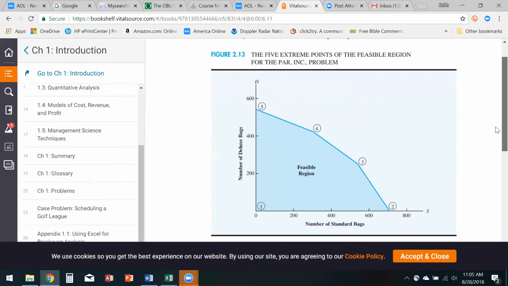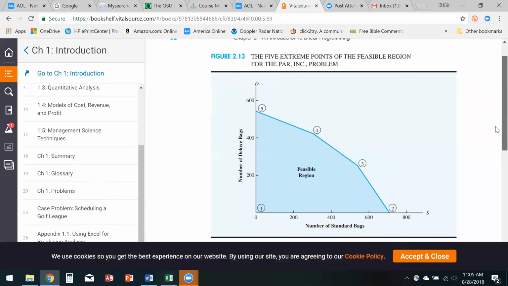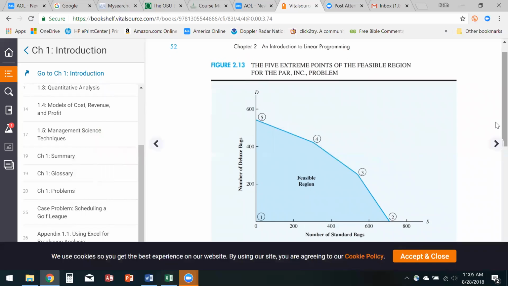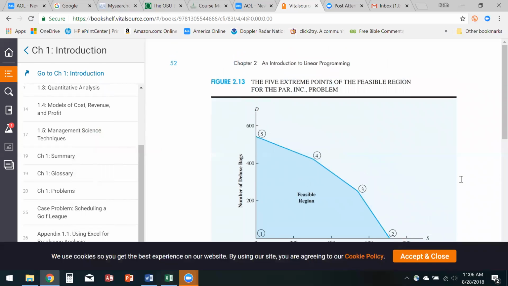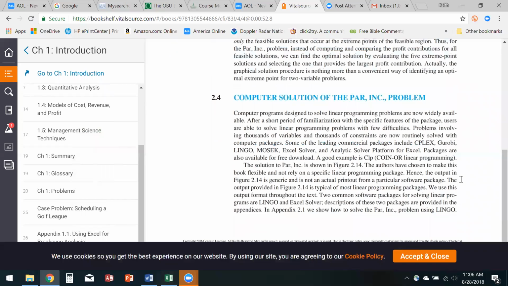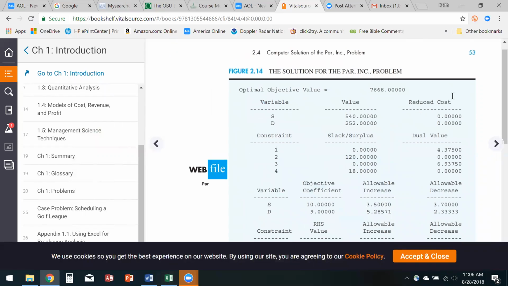Now, this is a fairly happy situation because we have multiple good outcomes. We have this feasible region, and you can see we've got outcome 1, 2, 3, 4, 5, and we evaluate the extreme points. Now, the authors walk us through the computer simulation, and this is something that we'll talk about quite a bit.